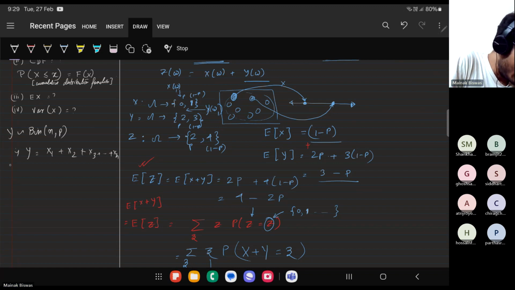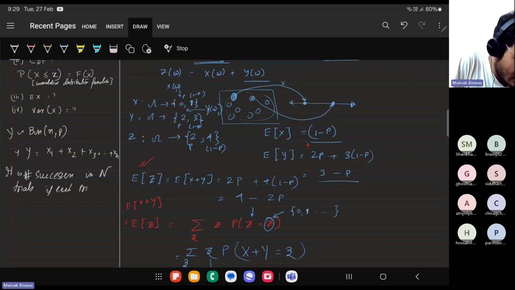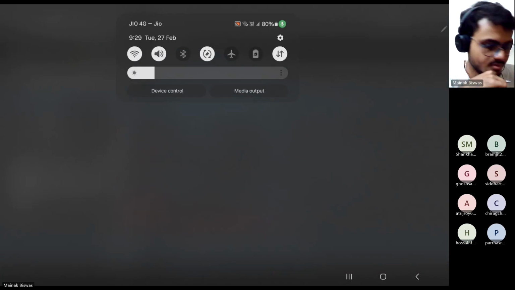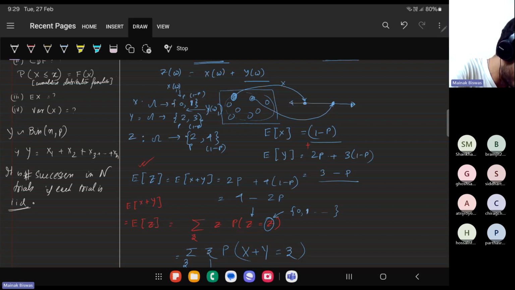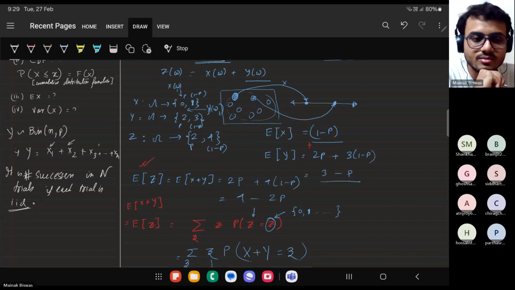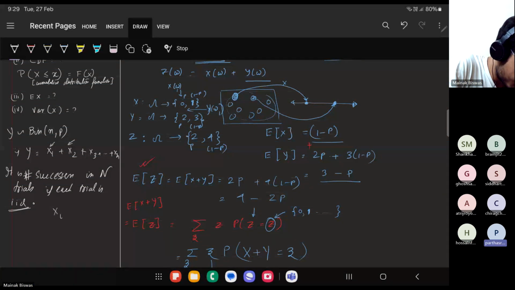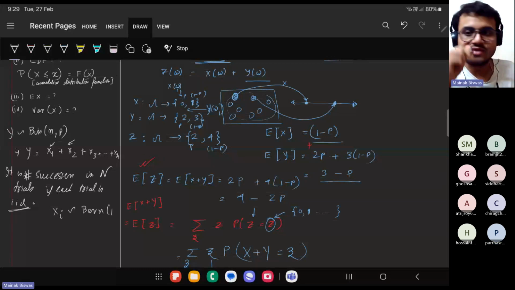What does that mean? It is the number of successes in n trials, if each trial is IID. Okay, is the motivation clear? If each trial is IID, the number of successes, right? Now, somebody can tell me what values do these random variables X1 to Xn take? 0 or 1. Very good.